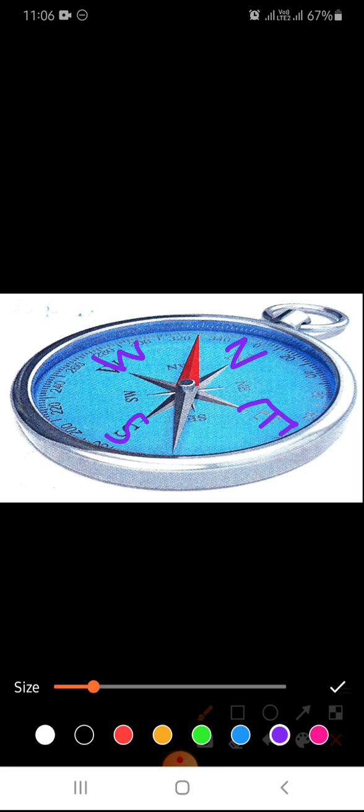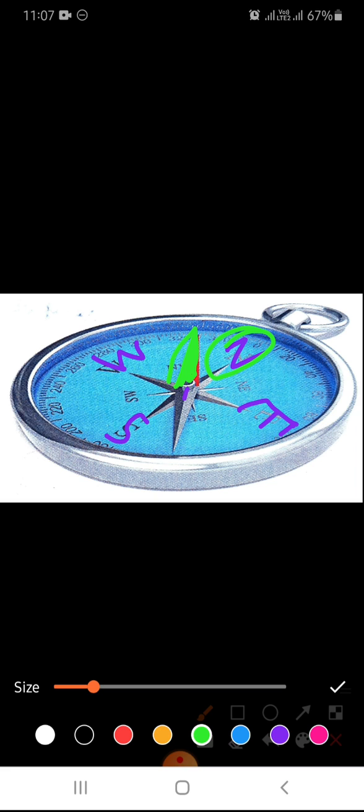As you can see the needles of the compass, you will observe that only one needle is red in color, and this needle always points towards the north direction. Wherever you go, this needle will always point towards the north. So on finding the north direction, you will be able to easily find the other directions.